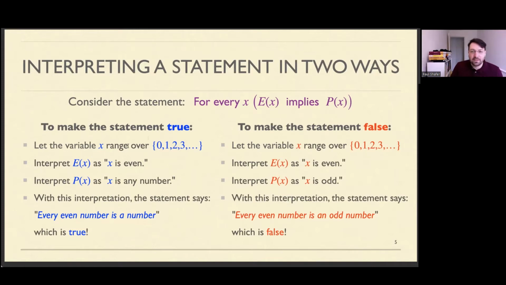Because if I think of E as saying x is even and P as saying x is any number, then the statement just says, for every x, if x is an even number, then it's a number, okay, which is of course true. So what if I want to make this statement false?